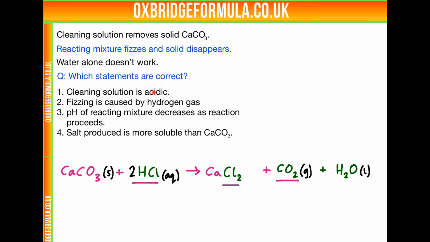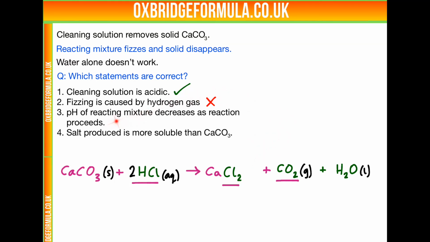So let's look at our statements and decide whether they're true or not. Firstly, is the cleaning solution acidic? So we've used HCl here, but this could be any acid. And so we know this is a general reaction of carbonates plus acids, and so the cleaning solution must therefore be acidic. Secondly, is the fizzing caused by hydrogen gas? Well, we've already identified that the gas produced is carbon dioxide. That's a standard product of carbonates in this reaction. And so we know this one is wrong. The production of hydrogen gas is usually the byproduct in, say, a metal plus acid reaction.